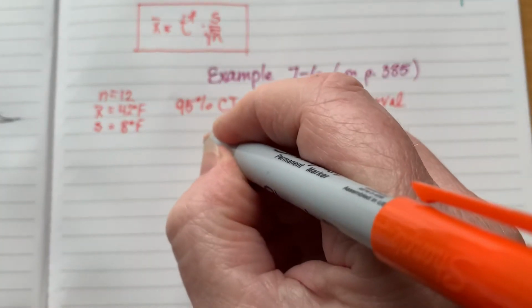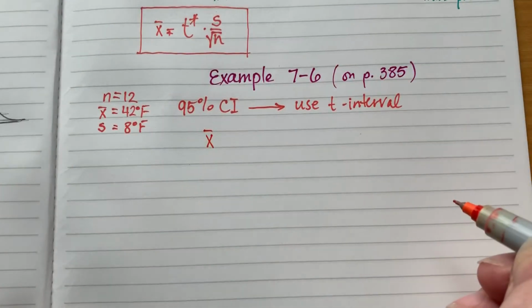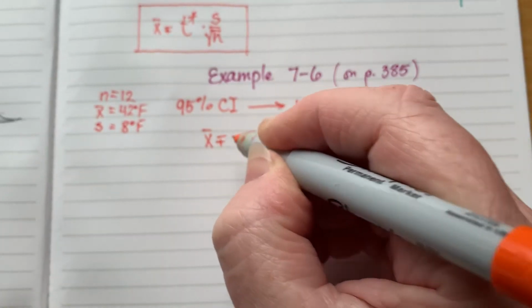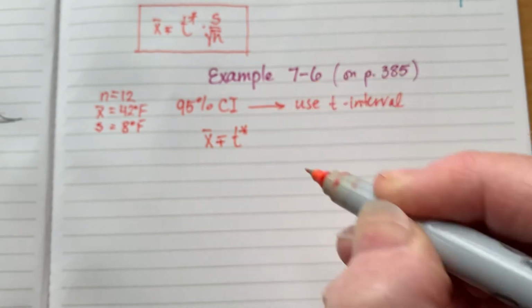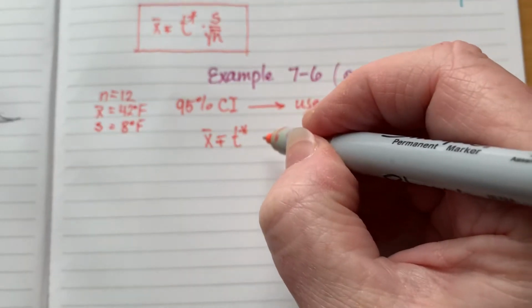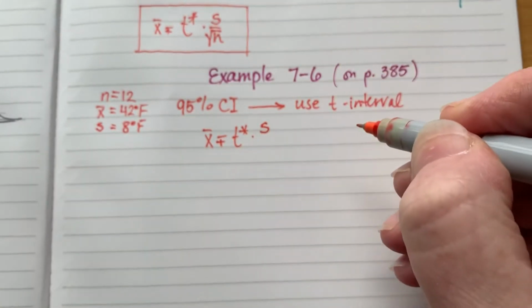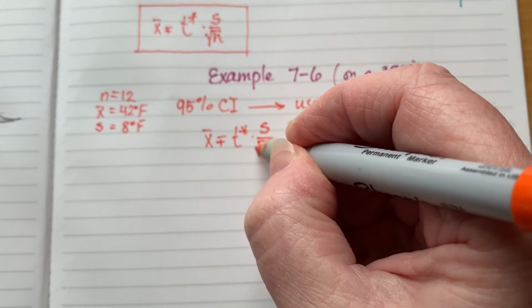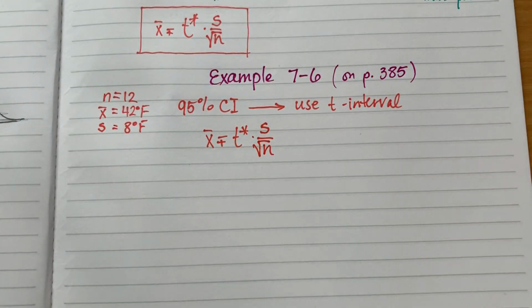Okay, so I need my point estimate, okay? And I would need to have my critical value t, which we just found. Remember, it's 2.201. And I would need to know also the standard deviation of my sample, and I'm going to divide it by the square root of the sample size. So let's look at this really quickly.